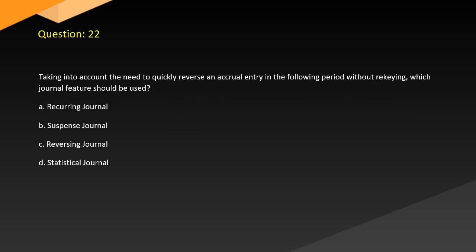Question 22. Taking into account the need to quickly reverse an accrual entry in the following period without rekeying, which journal feature should be used? A. Recurring journal. B. Suspense journal. C. Reversing journal. D. Statistical journal.